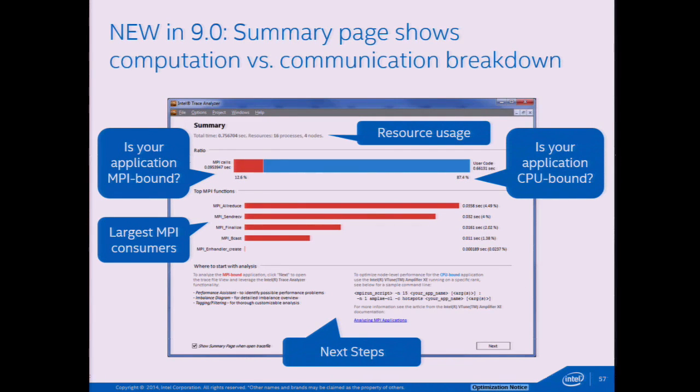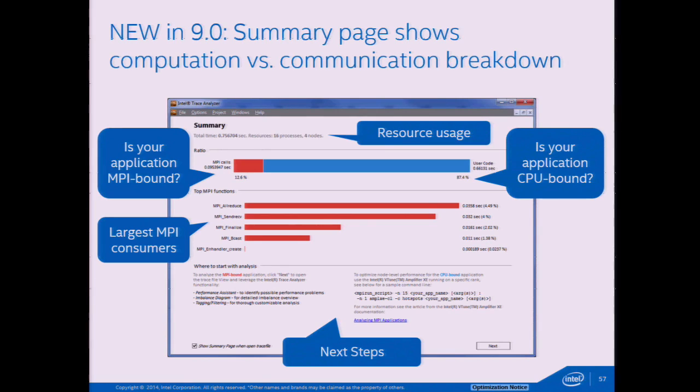We added a new summary page, which is new in the previous version. We have just a quick breakdown of how much of my total time is spent in MPI and how much is computation bound. The nice thing is that it tells you whether your application is MPI or computation bound. If it's MPI, it gives you some ideas of what kind of analysis you can do.